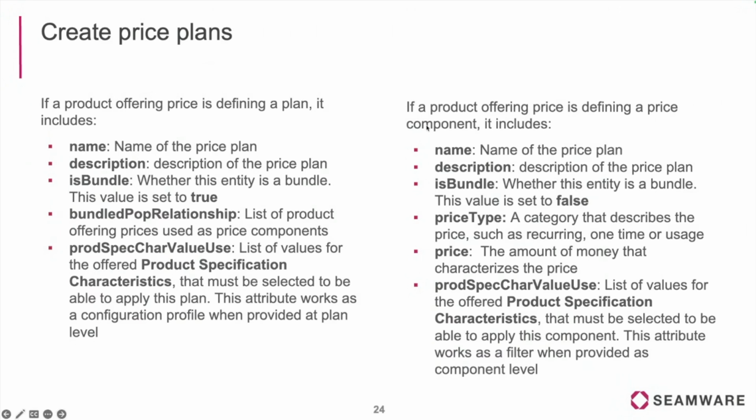Okay, well, here we have the particular attributes that are used when we want to create our plan. So if we have our product offering price, which is the plan, this bundle is going to be true, and in the bundle pop relationships, we are going to have the links to all the product offering prices, while if we are creating a price component, is bundle going to be false, you are going to have the price type, which is recurring, one-time, usage, we will have the price, and then you will have the product specification char value use, which is the attribute that is used to link to the particular values of the product characteristics.